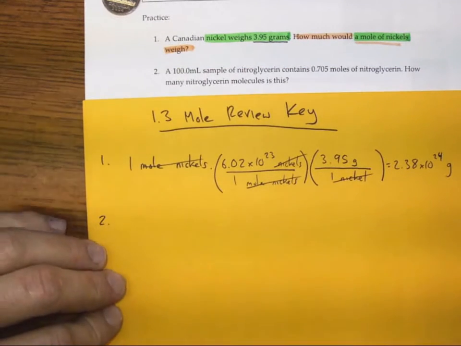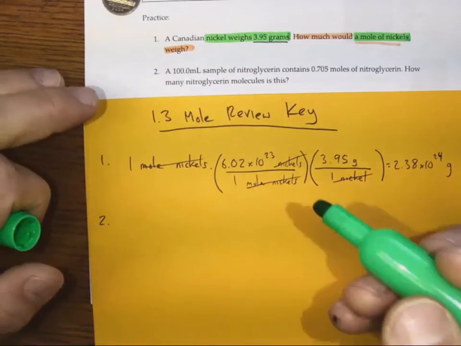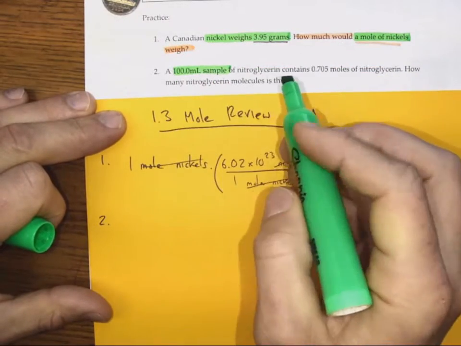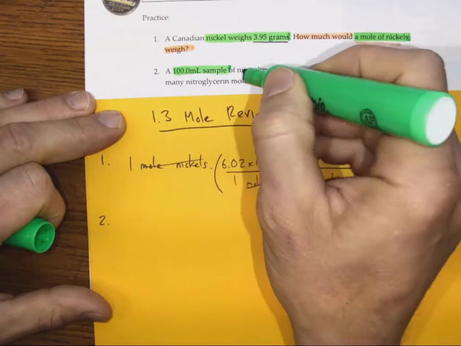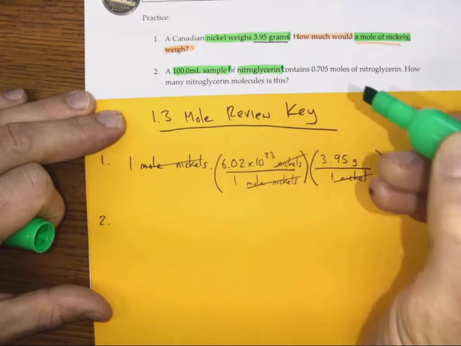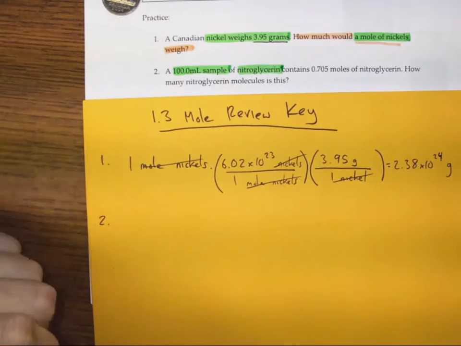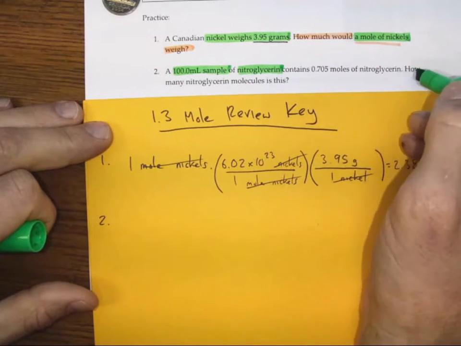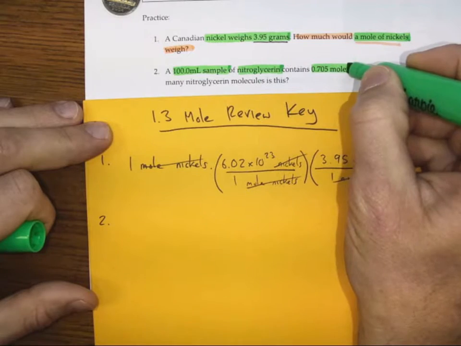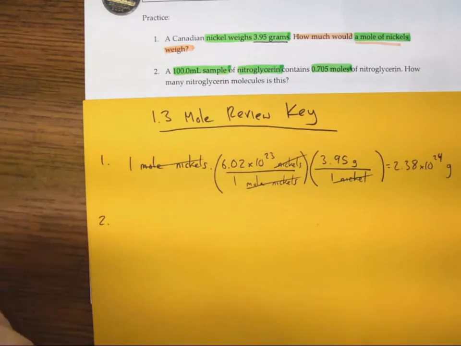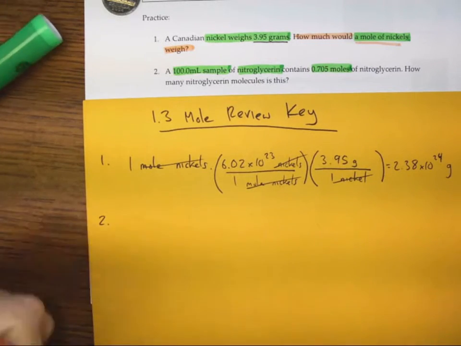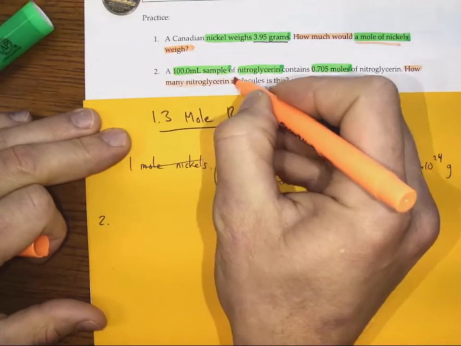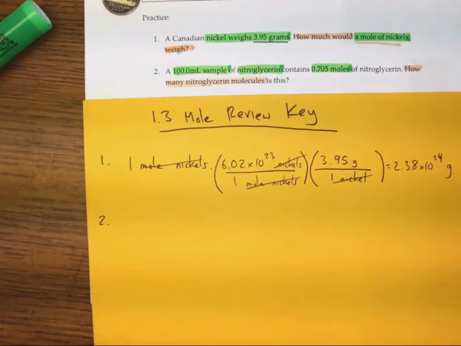All right, so what's given here? So we're given that we have a 100 ml sample of nitroglycerin. So it's given that we're talking about nitroglycerin. That might become useful later. And a 100 ml sample has 0.705 moles of nitroglycerin. And the question is asking or requiring how many nitroglycerin molecules. Okay.